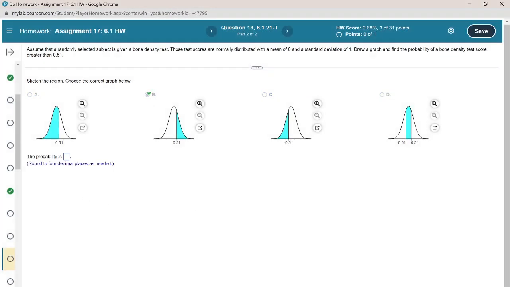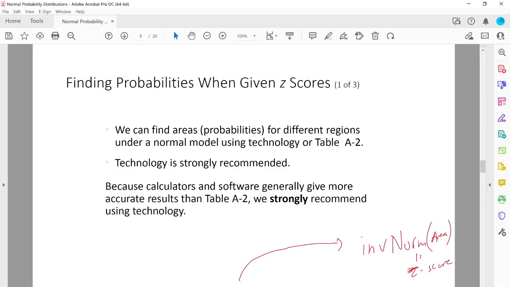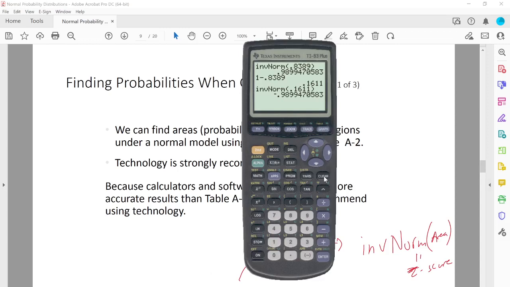Excellent. Now, what is the probability actually? So if the g-score is 0.51, what is the probability? How do you find the probability? And that's where we are going to use this function called normal CDF. So for that, you go to second variance, normal CDF means number 2.